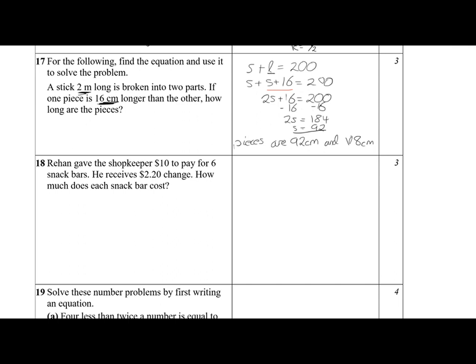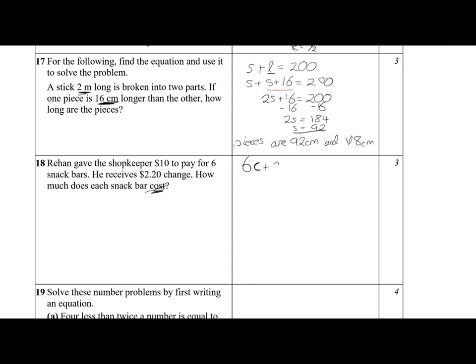Okay, so let's say, how much does each snack bar cost? Well, if the cost is something we want to find, let's call it C. Might as well. So he bought 6 of these. So he got 6 lots of the cost of the snack bar.